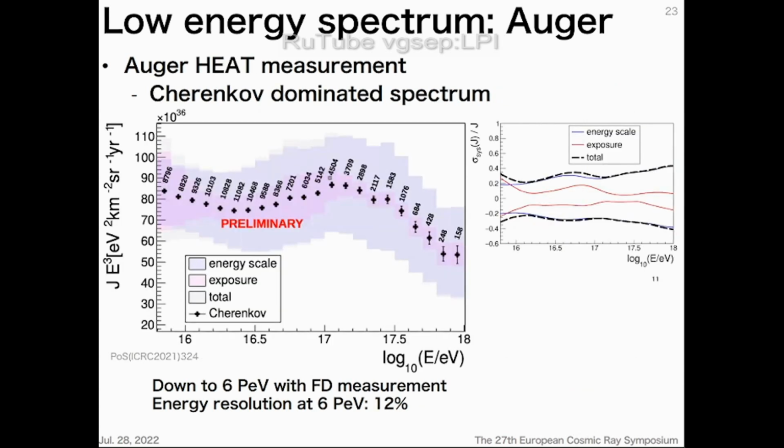This is the HEAT measurement result. These are Cherenkov dominated events used to measure the spectrum. They are successful down to 6 PeV with FD measurement. And you can see the low energy ankle structure and the second knee structure.